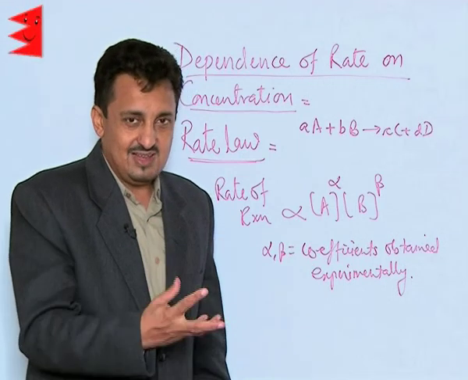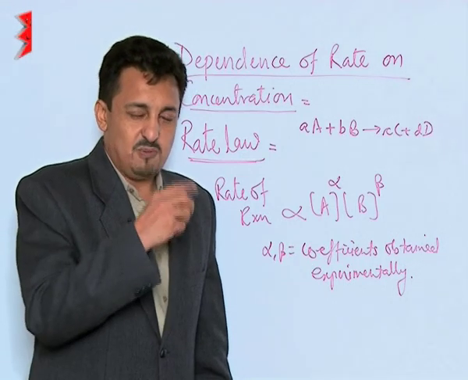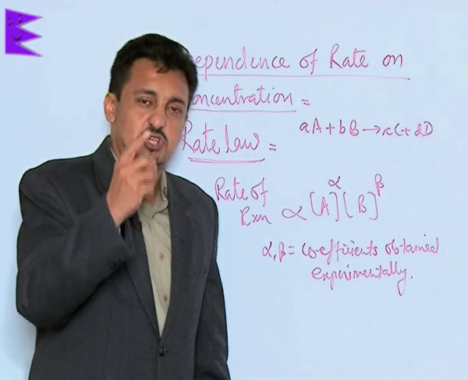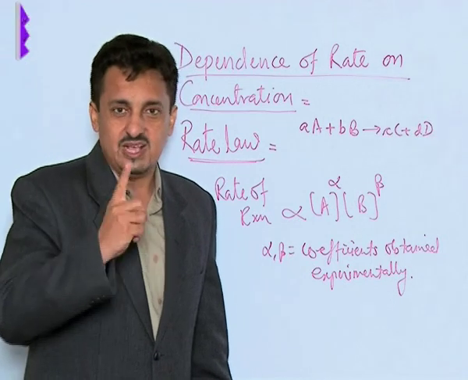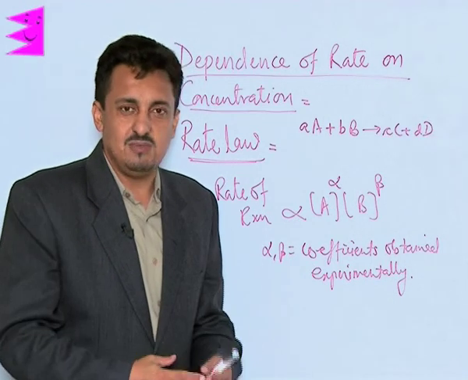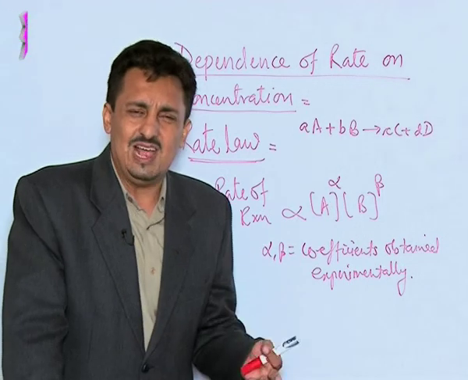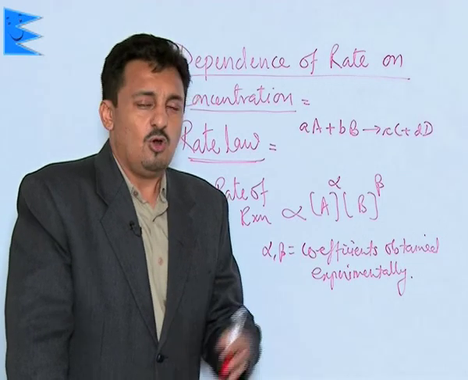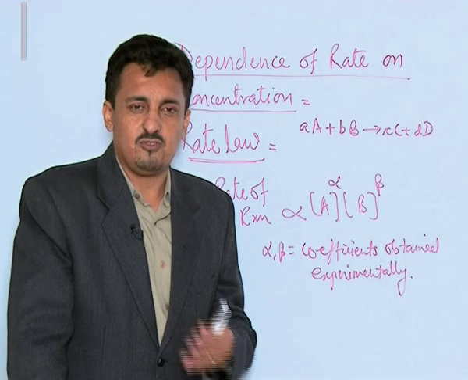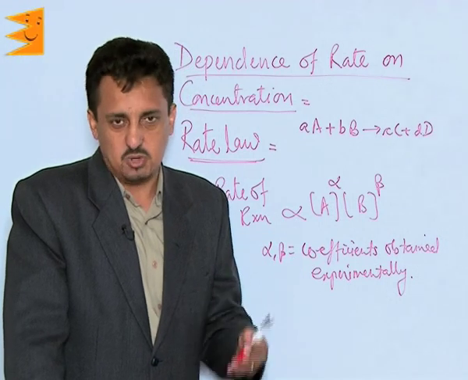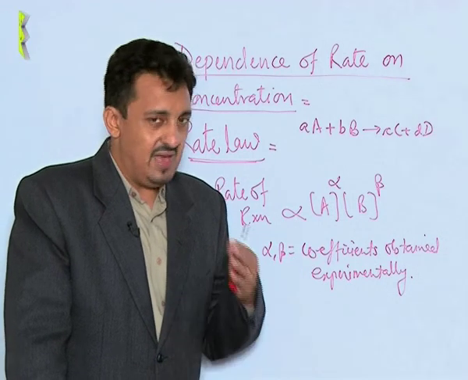It's not directly proportional, or the square of this. It's proportional to a coefficient which is always obtained experimentally. So we do experiments and then we find out. Nobody can tell you what exactly this coefficient is, and you cannot determine it from a stoichiometrically balanced equation. It is always obtained experimentally.